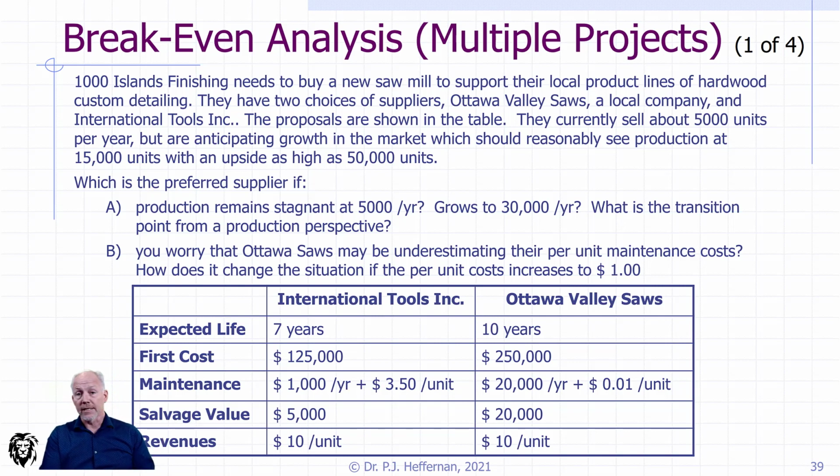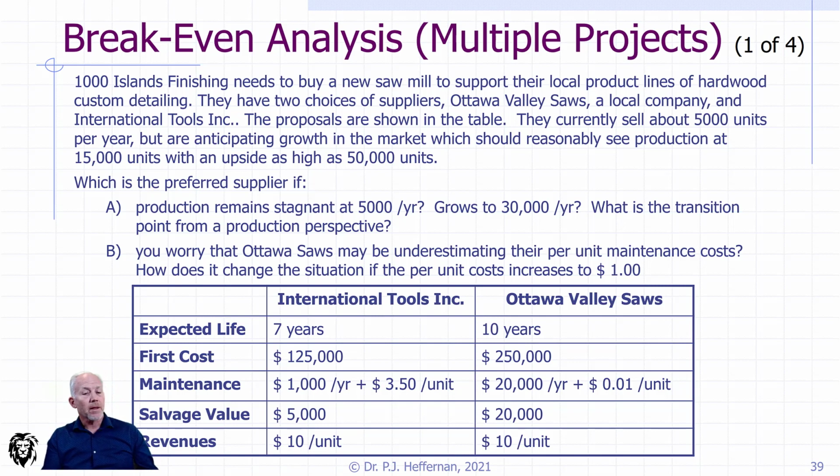What if production remains stagnant at 5,000 units per year, so no growth in the market, or grows to 30,000 units per year? We'll look at the trend and see what's going to go on. And what is the transition point from the production perspective, if there is indeed a transition point?